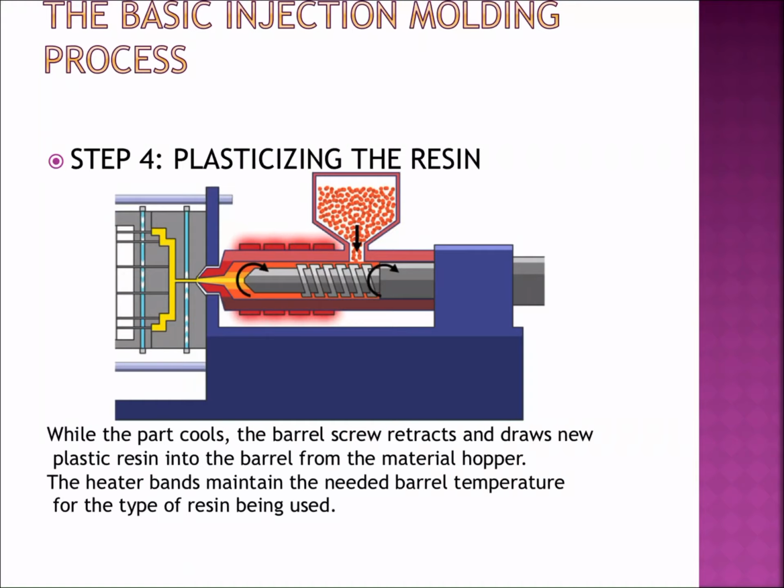Step 4 is plasticizing the resin. While the part cools, the barrel screw retracts and draws new plastic resin into the barrel from the material hopper. The heater bands maintain the needed barrel temperature for the type of resin being used.